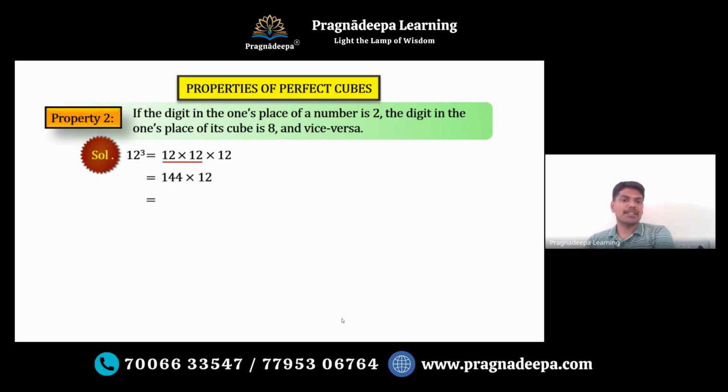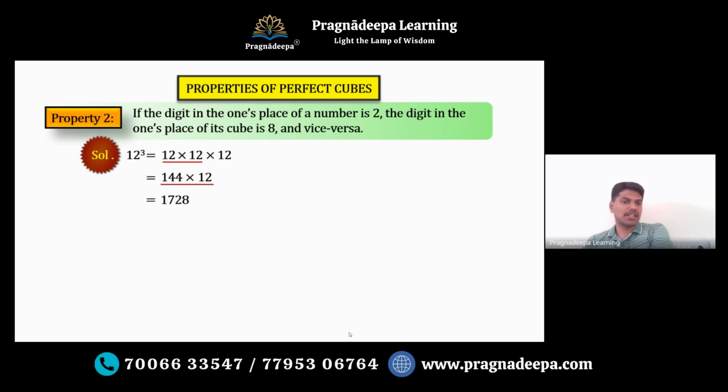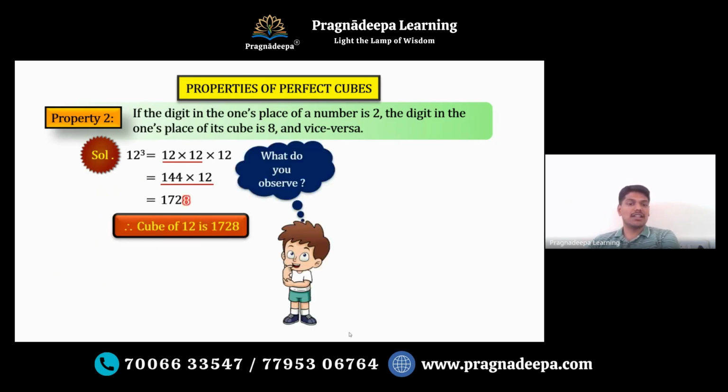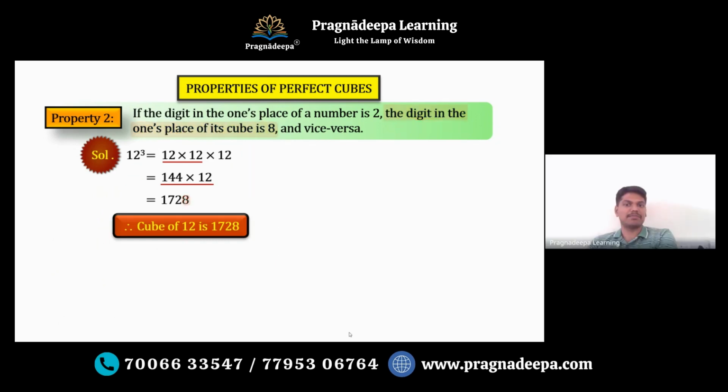You will get how much? Try it. One minute, sir. Sir, I'm getting 1728. 1728, correct. So what is the observation? Sir, if the digit is 2, then the cube's digit will be 8. Perfect. The observation is correct.